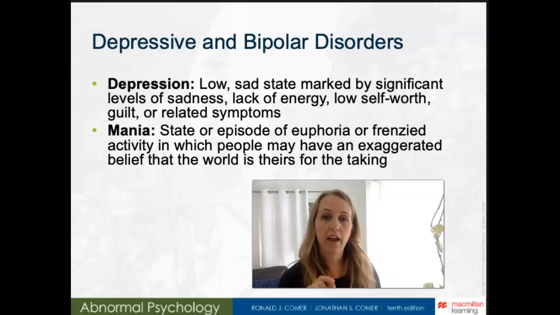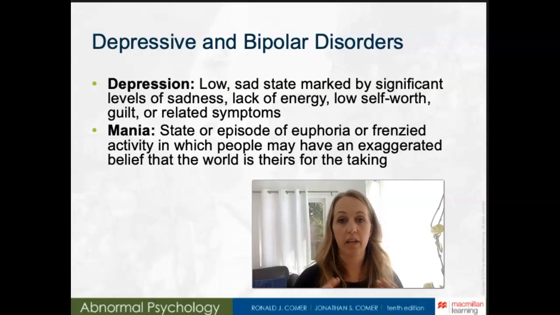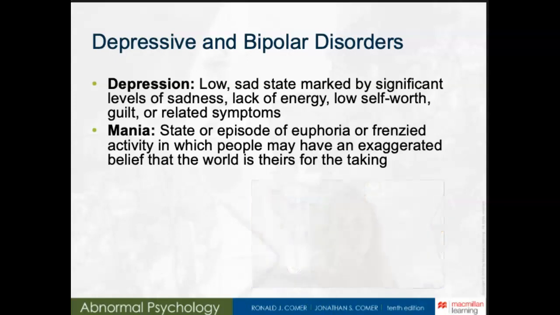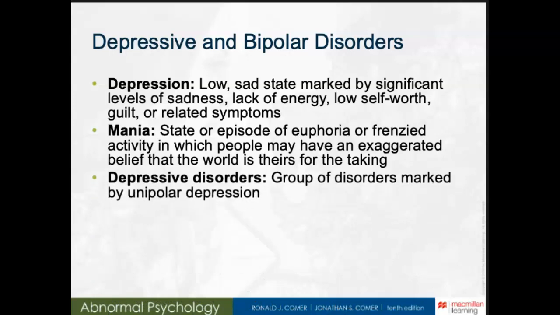So now that you kind of have an understanding of what depression is generally and mania is generally, I want to help you understand the categories of disorders. So we have depressive disorders. We'll find those in the DSM, our trusty DSM-5. Depressive disorders are disorders that include unipolar depression, and the text refers to it as unipolar depression. Really, what that's saying is it's one-sided depression. In other words, it's depression only.